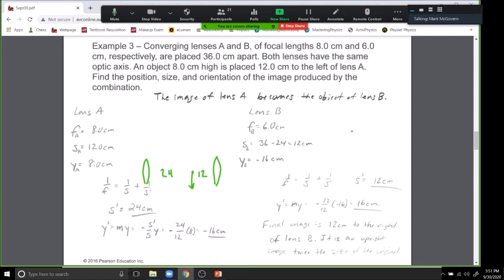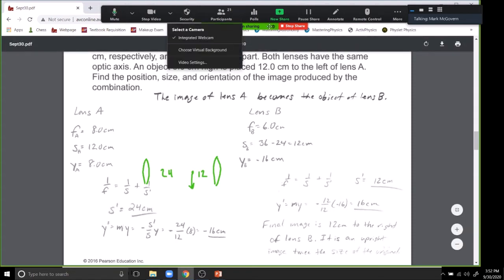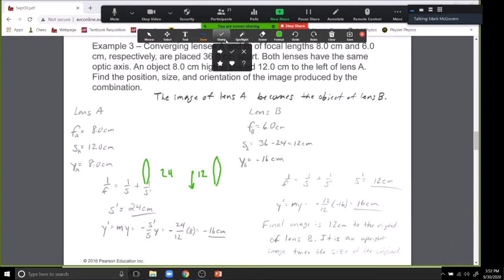Nothing too complicated. But the one thing is you've got to be able to bridge the two lenses together. And that's by figuring out, okay, what's my image distance? And then being able to produce the correct object distance for lens B. And what do you think happens? How do you think people mess this up? Well, let me tell you, because I've seen it plenty of times. What they do is they get this number 24, and then, boom, that's automatically their object distance. And that's not the case. It happens a lot. You've got to do a little bit of thinking here to determine the new object distance.